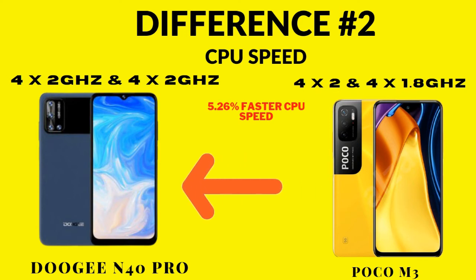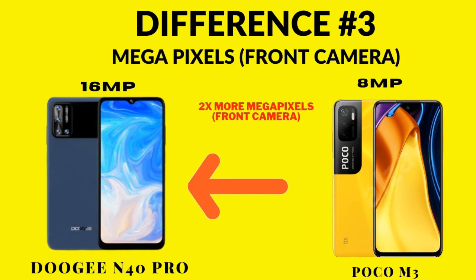Moving on to difference number 3, megapixels of the front camera. Doogee N40 Pro has 16 megapixels on the front camera, whereas Poco M3 has 8 megapixels on the front camera. So this makes Doogee N40 Pro 2 times more megapixels front camera phone than the other one.